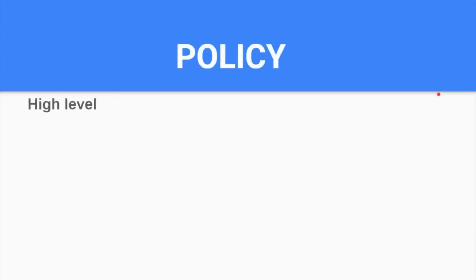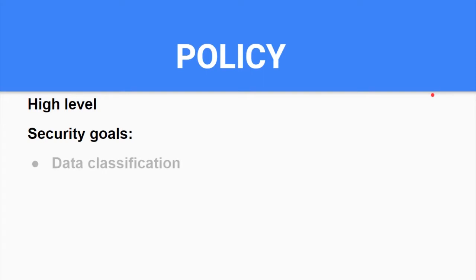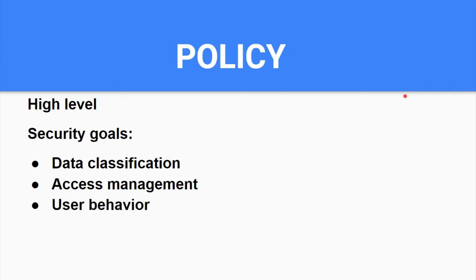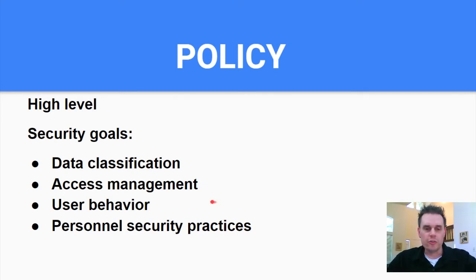What is policy? Policy is very high level, and it basically outlines the strategic goals of your organization. Some of the things you might see in a policy would be things like data classification, access management, user behavior, or some personnel security practices. Data classification could be that you have three levels: confidential, sensitive, and public information. Access management could be some general rules about how to protect your password, or just the requirement to protect your password. User behavior gets into the expectations of how your users interact with your systems. And personnel security practices could be something like we conduct background checks on all of our employees.